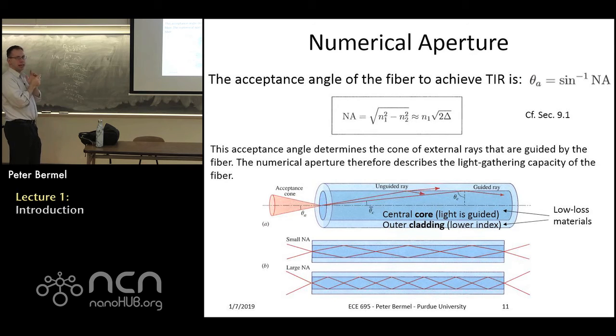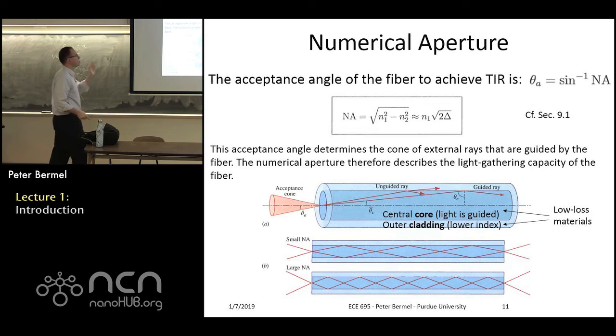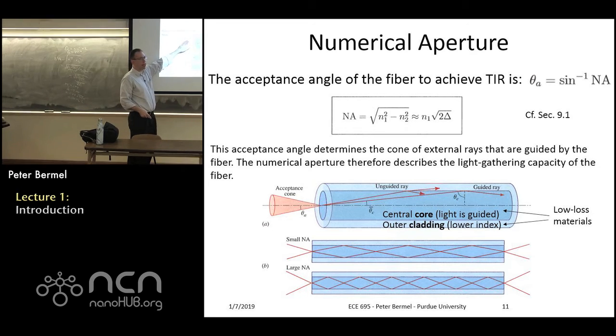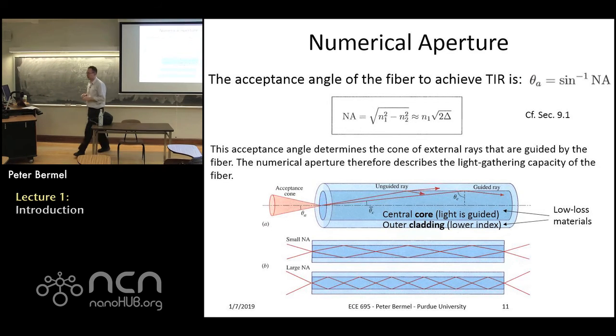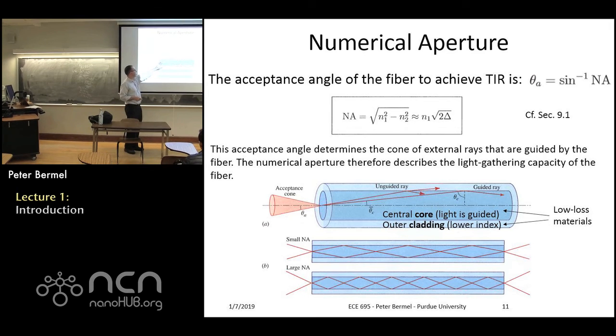That does mean that it's often a challenge to couple into the fiber, because we can't just send it from any direction. It has to be the right direction, and obviously it also has to be close to the middle of the core. You can't just send it in here and then expect it to be index guided.